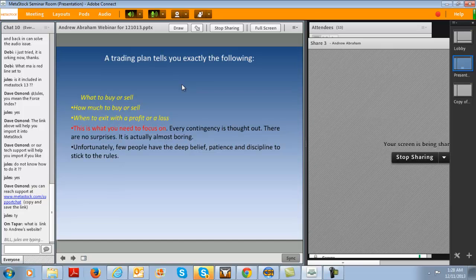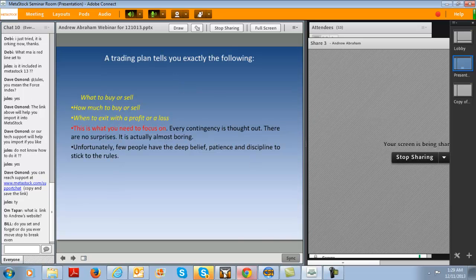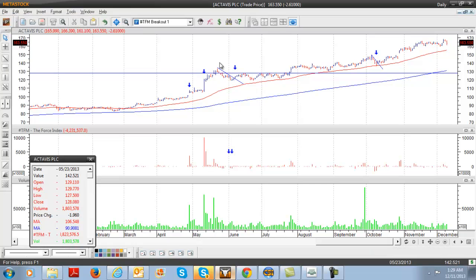Or let's say you take your first trade. Let me jump to here real quick. If I'm buying the breakout of this trend line, with the force index here, I know that if it goes below this point, the trade's not working. If I'm buying the breakout here and I go below the lowest low here, the trade doesn't work.